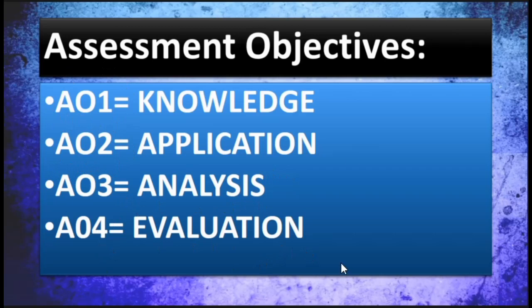AO1 is knowledge, AO2 is application, AO3 is analysis, and AO4 is evaluation. So we'll first see what we mean by an objective. We all have different objectives in our life. In the same way, when you are studying this IGCSE Pearson Edexcel qualification in business, there is also an objective set in relation to the assessment by the board.